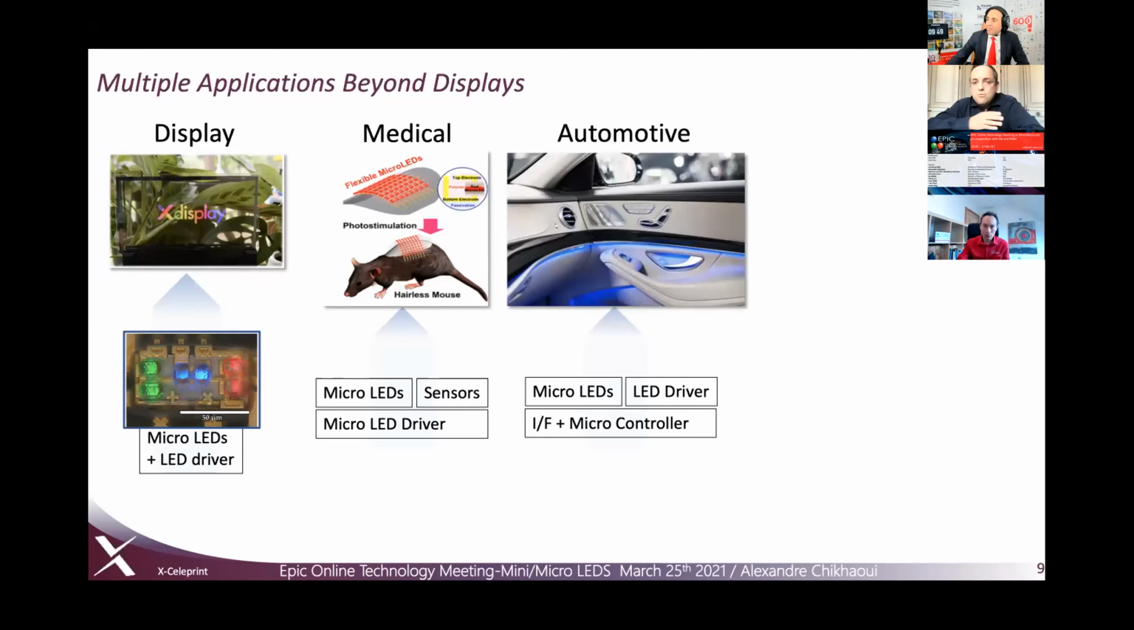Another type of application is automotive. I know we're going to talk later about automotive, but here it's not about micro LED display in the automotive world that I'm talking about. I'm talking about the interior lighting. So the number of LEDs in the car is increasing a lot.